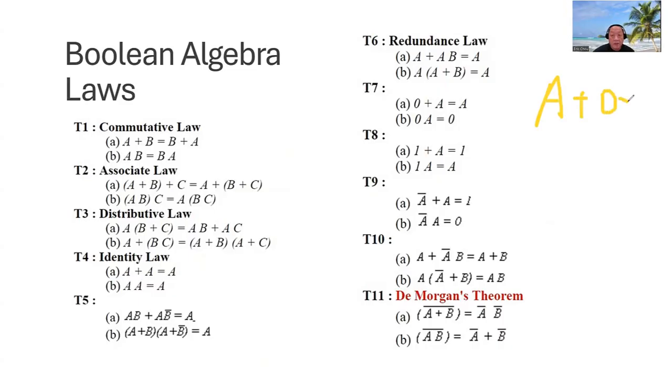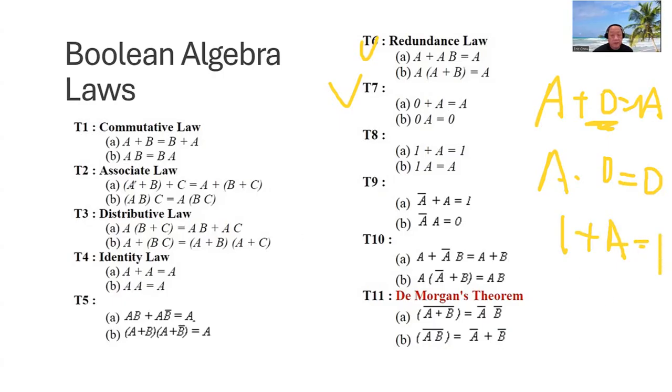A or 0 is A. You or nothing, you are yourself. You and nothing, you become nothing. Okay, 0. These rules are easy. 1 or everything is 1, because 1 is everything. 1 or anything is 1. 1 and anything is anything. Okay, these are simple rules.